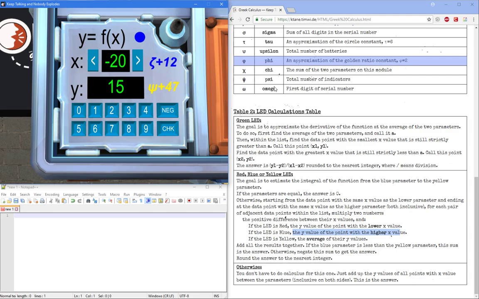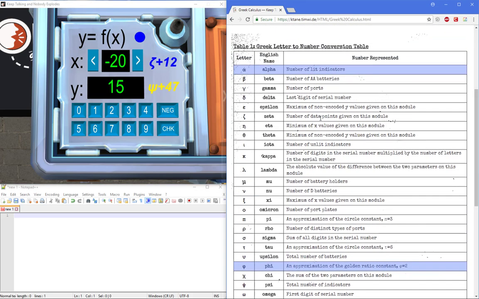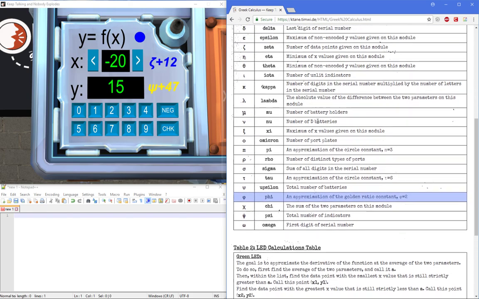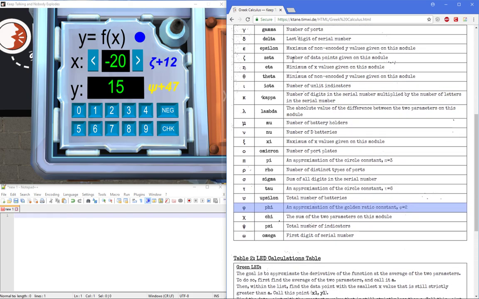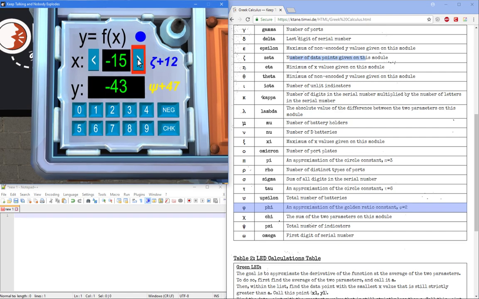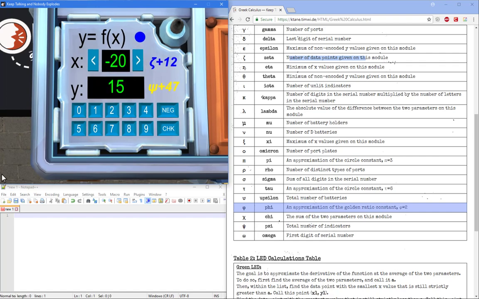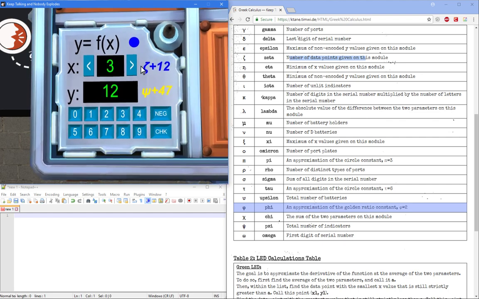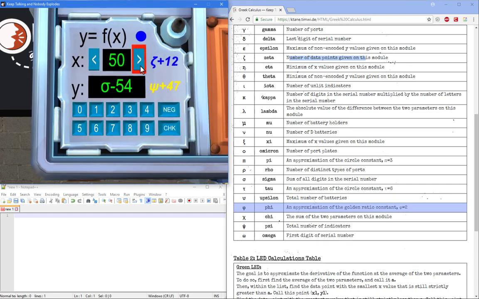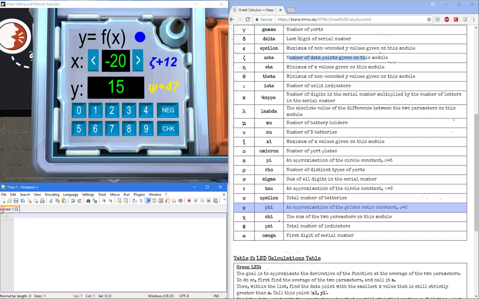So let's get our parameters here. We have, well, that's it. Yeah, it's zeta. Take zeta plus 12, where zeta is the number of data points on this module. So 1, 2, 3, 4, 5, 6, 7, 8, 9, 10, 11, 12, 13, 14, 15, 16, 17, 18, 17. Let me just double check. Okay, so 17 plus 12, so that's going to equal 29.